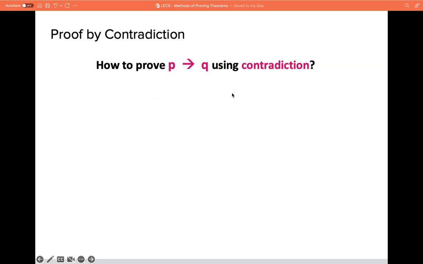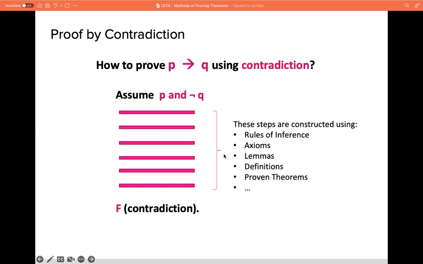Another way of using contradiction is first assuming P and not Q, and deriving from P and not Q, we arrive at false or a contradiction. So assuming P and not Q, we want to arrive at F, a false value or contradiction. And we can do that again using these steps.